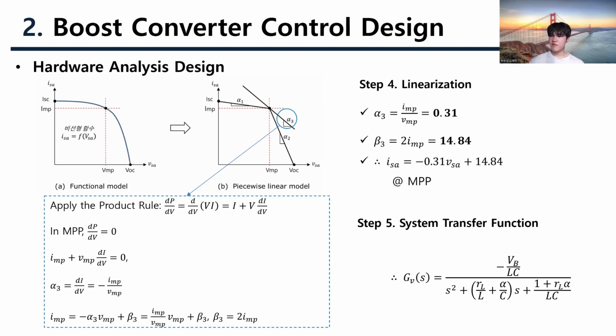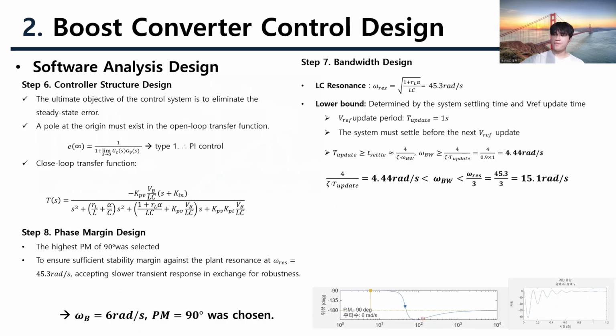So substituting this into the state-space average boost converter model, we derive the plant transfer function, which is a second order system with a negative numerator. This negative sign reflects the physical relationship where increasing the duty decreases the PV input voltage, which is consistent with how the boost converter behaves when the output is fixed at the battery voltage.